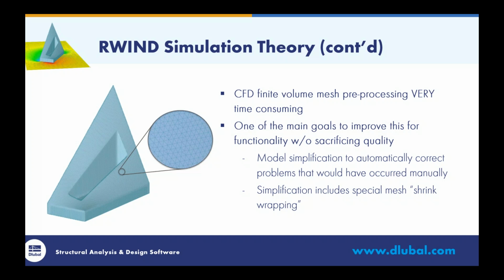So one of the main goals for this program was to improve this functionality without sacrificing quality of the analysis itself. And we do this with what's called a model simplification, and this will automatically correct problems that may have otherwise occurred by manually creating this mesh. The simplification includes a special mesh shrink wrap that we're applying around the structure.